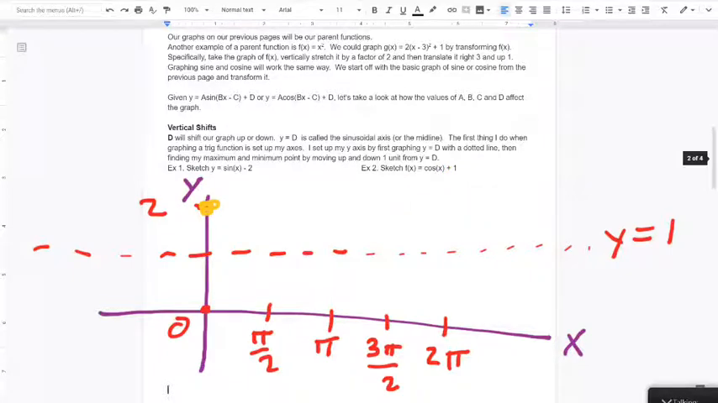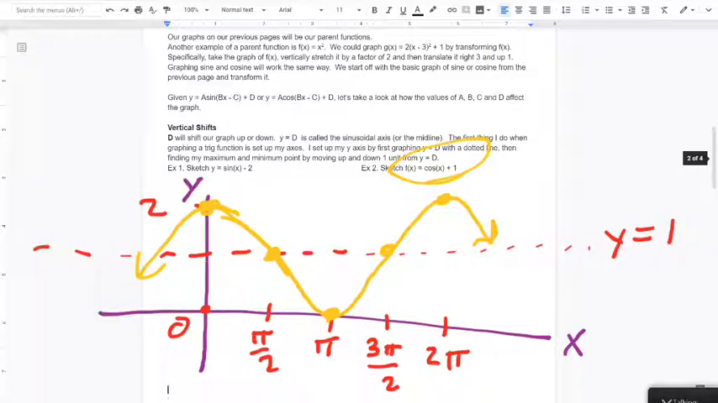Now we start at the max, so we go 1 interval over, and we're at the middle, and then down to the minimum, halfway through a period. 3/4 of the way through our period, at 3 pi over 2, we are back to the midline, and then as we complete 1 full period, we're right back to where we started, at the maximum, at the point 2 pi, comma 2. And that's what the graph of f of x equals the cosine of x plus 1 would look like.